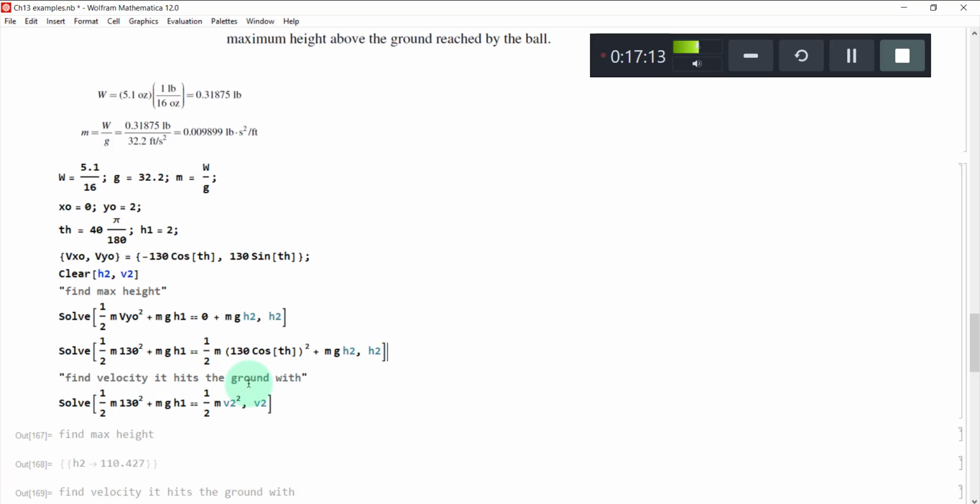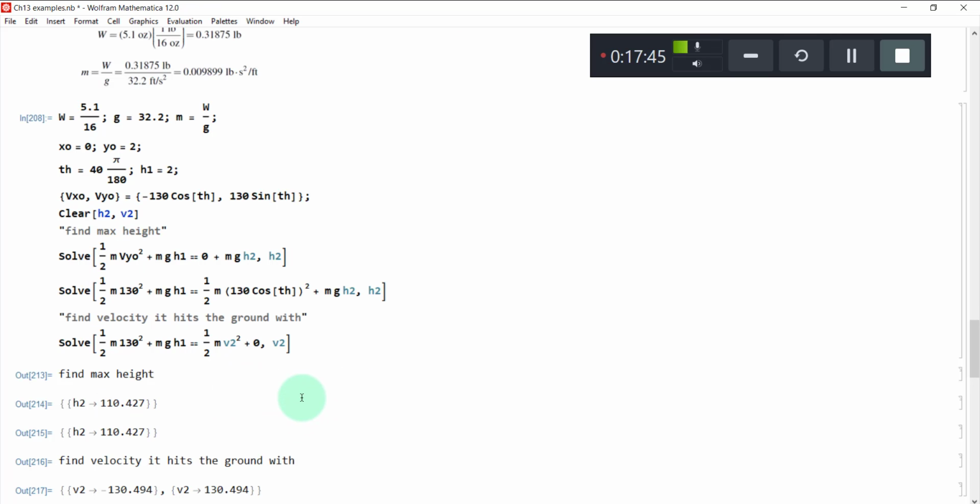For hitting the ground, it's a little bit easier. So I start with my 130 feet per second. I start with mgh. And in this case, I don't have to worry about how high it goes. I'm going to just skip to the end and say at the very end, I don't have an mgh. There's no mgh when it hits the ground. That mgh goes to 0. If you want to, I can say plus 0. So I can get the velocity it hits the ground with.